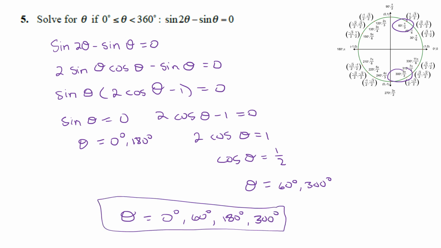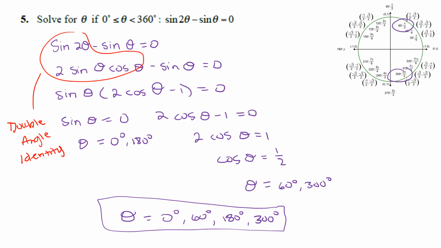Okay, so in this problem, we used the double angle identity. All right, great. And that concludes section 6.2.